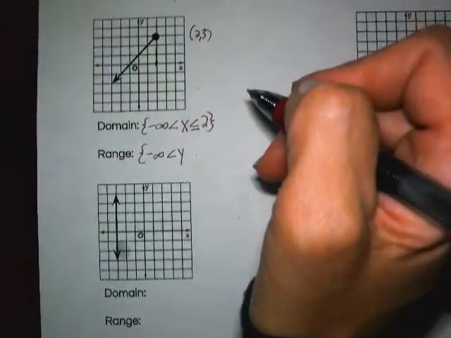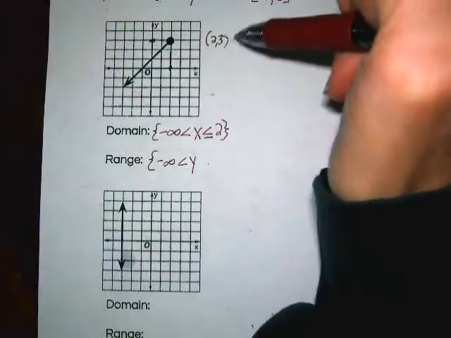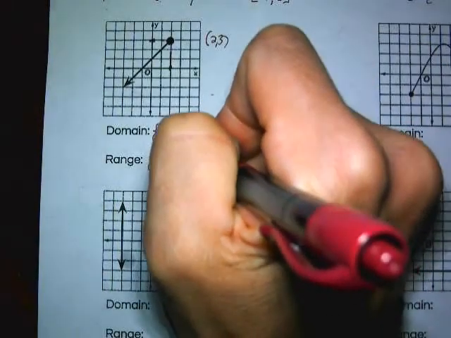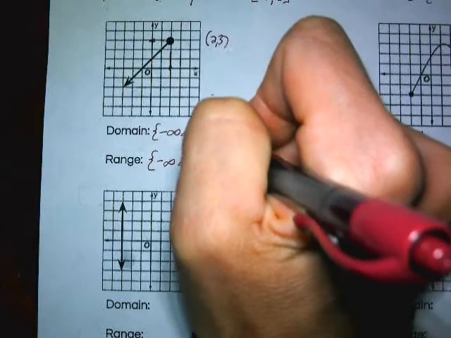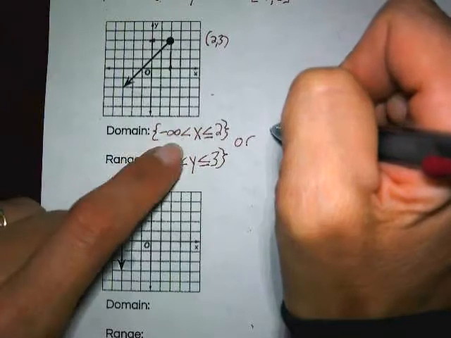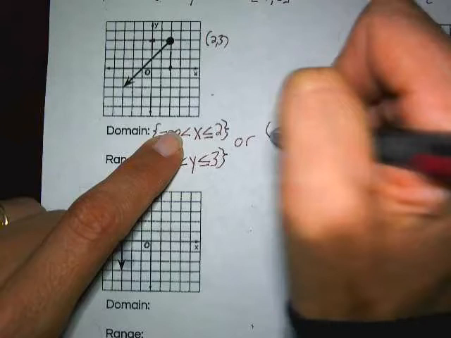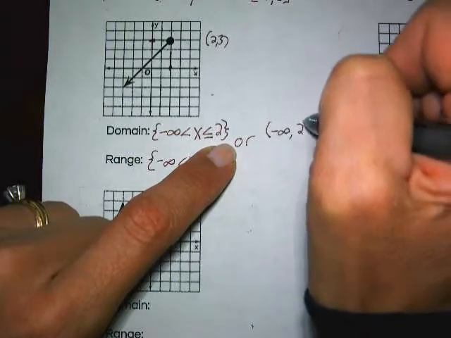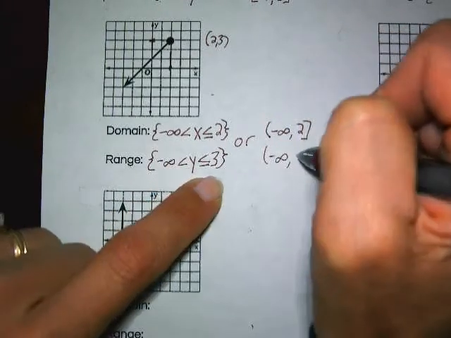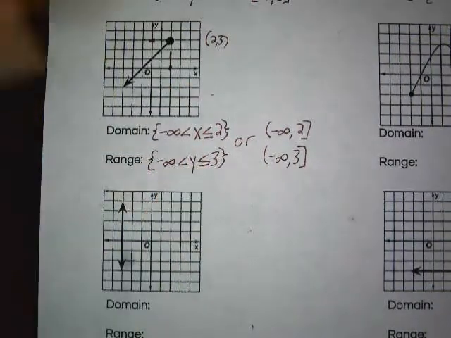And what's our uppermost point? It's this point here, which is the y value of 3. Oh, I'm sorry, closed circle, so less than or equal to 3. For infinity, we're going to use a parenthesis to 2 with a bracket because we have an equal sign, and negative infinity to 3 bracket because we have the equal sign.